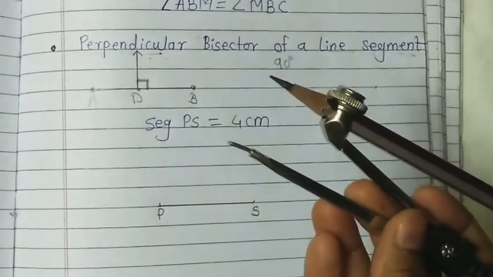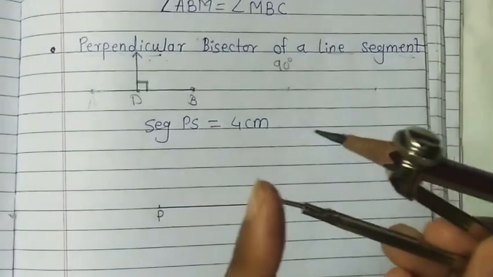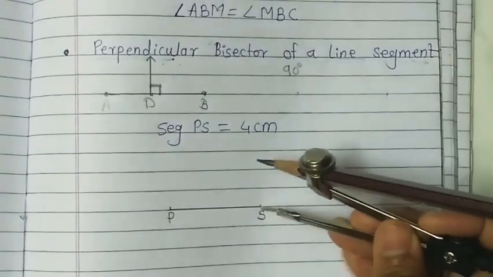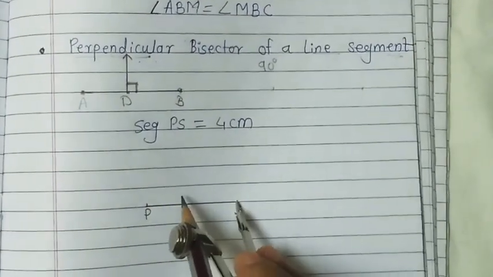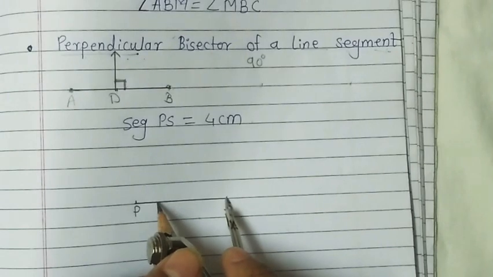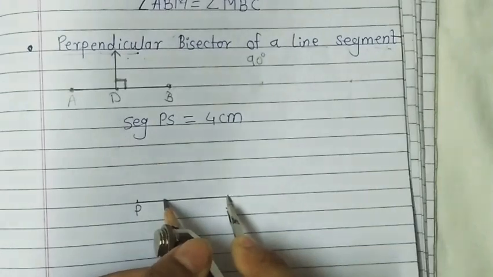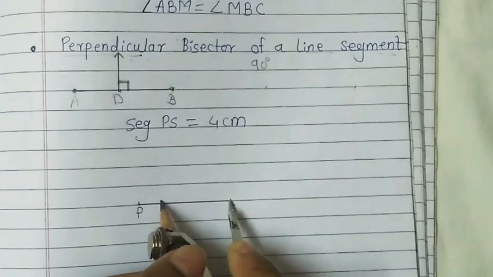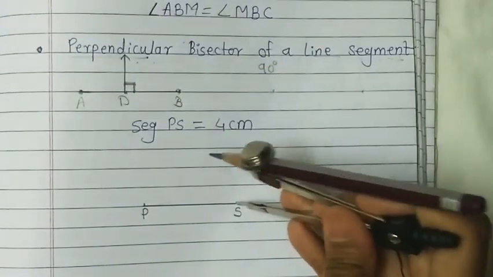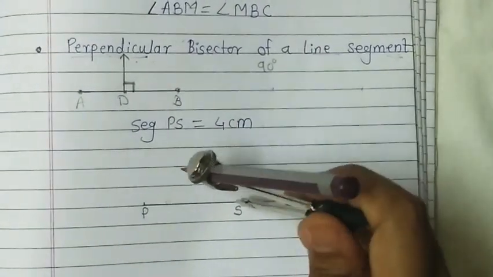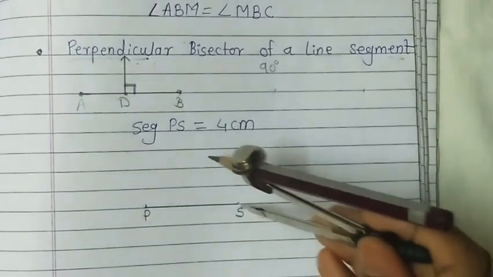Now with the help of compass, we are going to bisect this line segment. So first, keep your compass point on this point S and take more than half distance in your compass. See here? Don't take too small distance. We have to take more than half distance. Okay? Now after that, we are going to draw two arcs. One is upside and one is downside.